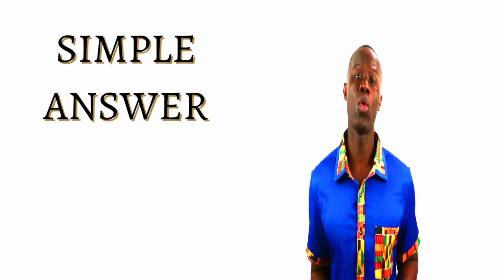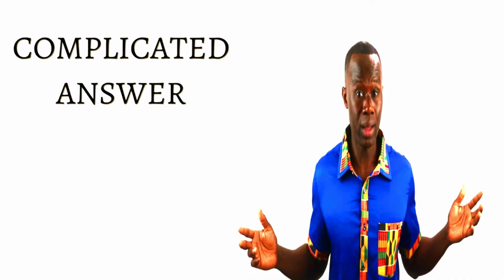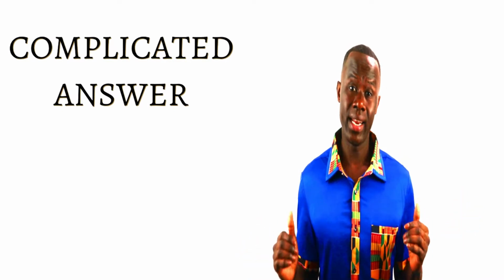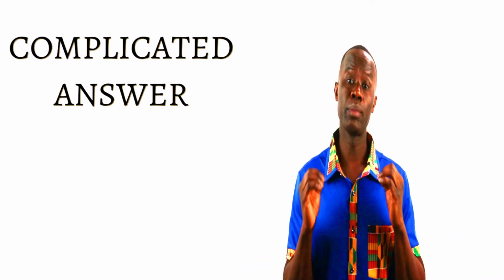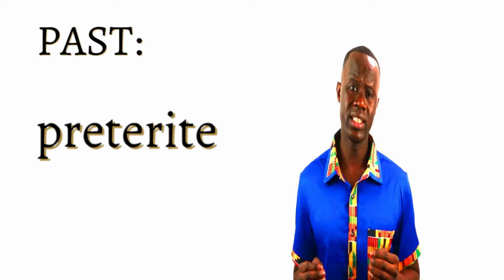So when do we use the imperfect? Well, the simple answer is that we use the imperfect to talk about the past. And I guess the next question is, so what is the complicated answer? Well, the complicated answer is that some situations in the past require the imperfect and other situations require the preterite. We have seen the situations that require the preterite.